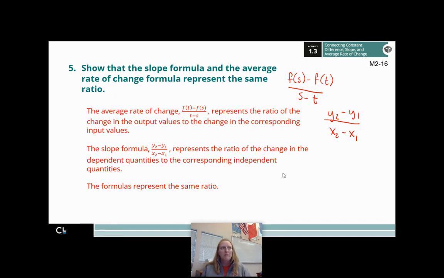Common difference, slope, average rate of change. They all mean the same. That's important to know, because if somebody asks you for the average rate of change, you might freak out until you realize, oh, they just want the slope. Oh, they just want the common difference. That's all they want. So keep that in mind. It's good information to know, isn't it?